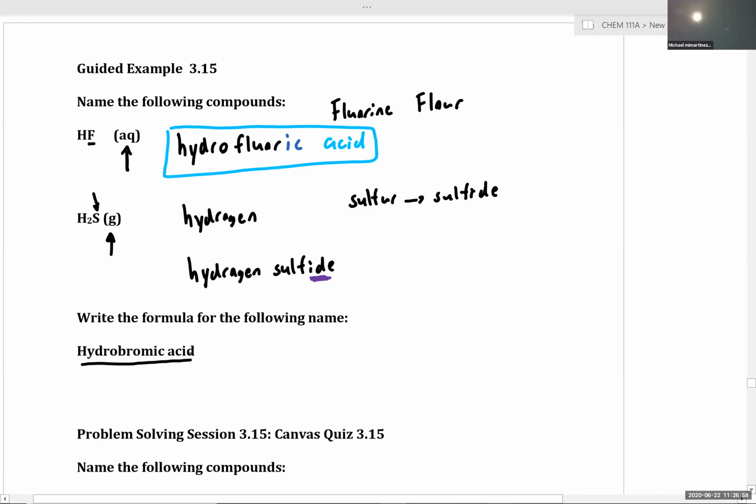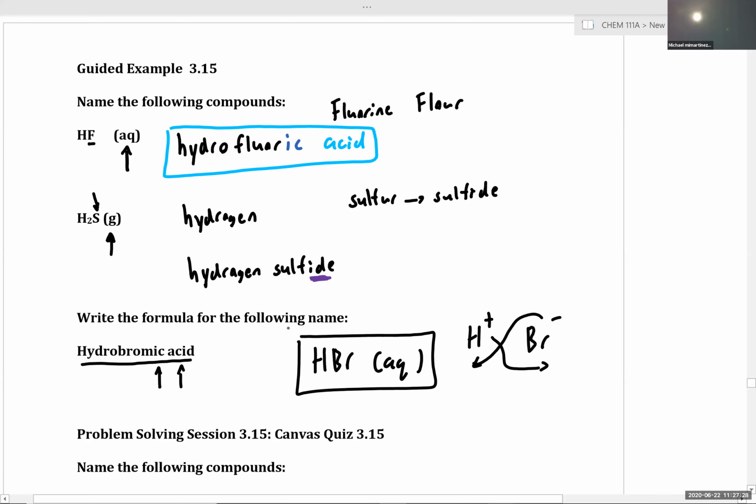So let's now try to write a formula from the name. Hydrobromic acid. I see the IC ending and the acid ending, so it's clearly going to be in the aqueous phase. For hydrobromic, hydrogen is H+. Bromic is derived from bromine, which is Br-. We take our charges and we cross them, and that in turn gives us HBr aqueous. Does this make sense to everyone? Any questions so far?